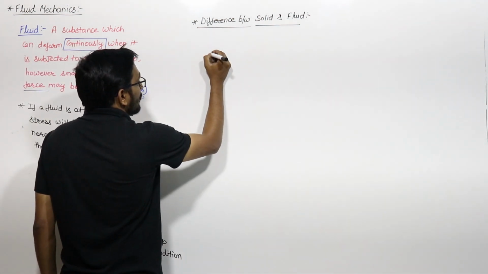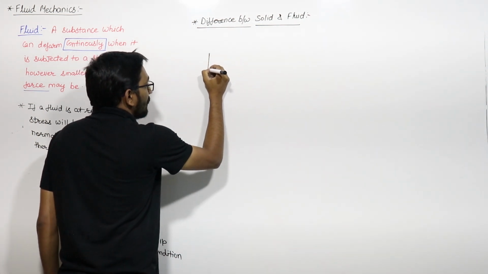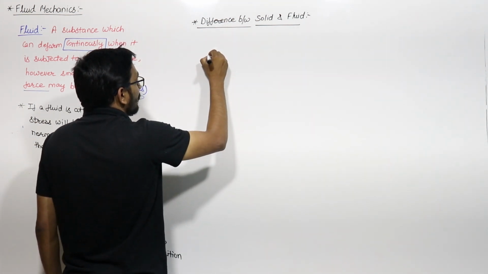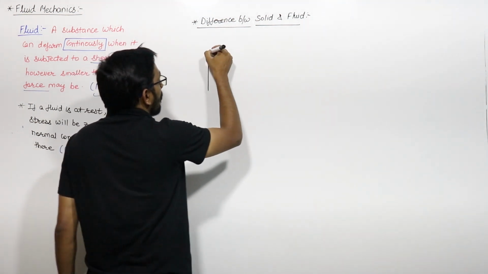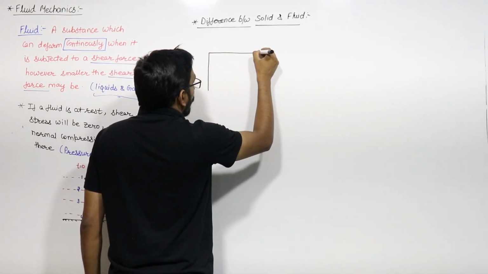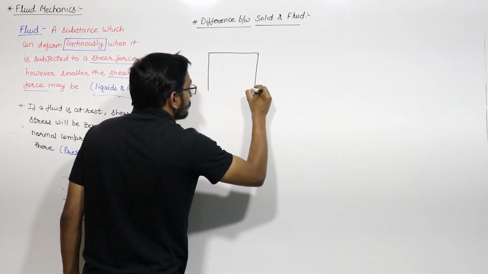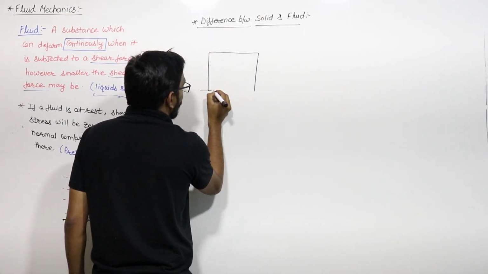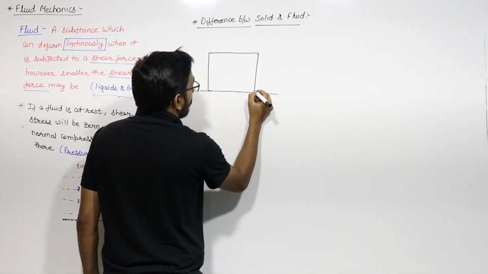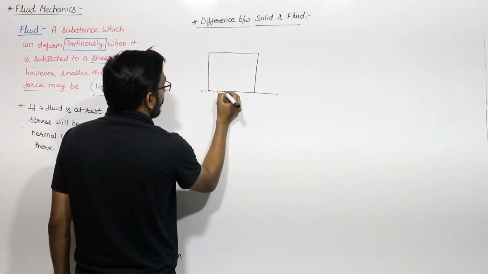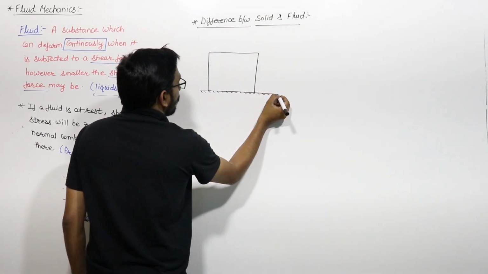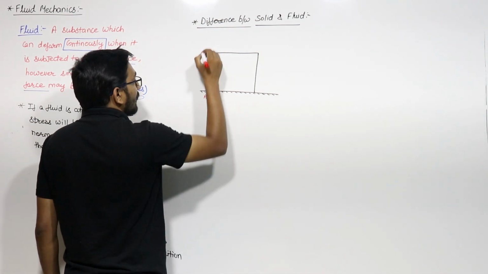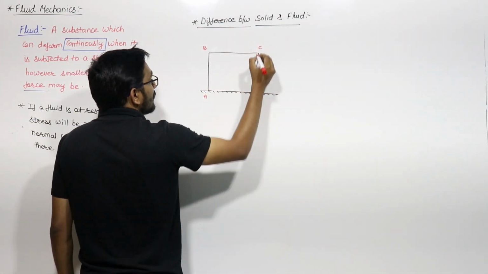If you remember from the strength of material, suppose this is a solid block. The bottom end of this solid block is stationary, I fix it. This is a solid block. If you name it, let us say this is A, B, C and D.